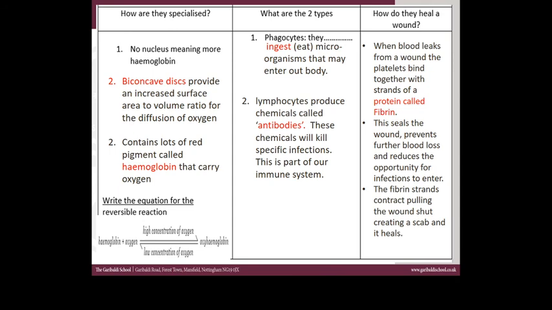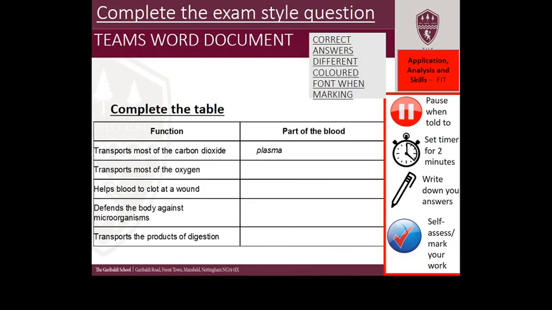Then we have, how are red blood cells specialized? They're specialized because they carry lots of red pigment called hemoglobin. This helps carry the oxygen around our body. So have a look. If you need to, you can pause the videos at any point and then write down the information. Then we have the final task.